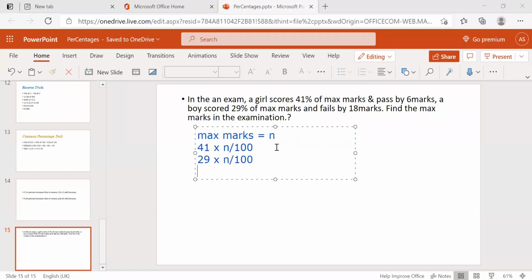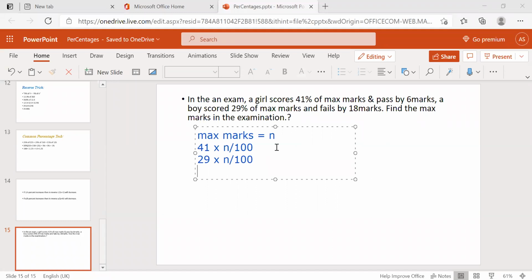That means she got 6 marks more than the pass marks. Suppose, think in 100 marks, the pass marks is 35. For 100 total, maximum marks is 100 and pass marks is 35. And here they are saying the girl passes by 6 marks. That means she got 6 more marks than the pass marks. So 35 is the pass marks, plus 6. So 35 plus 6, so 41 marks she got.